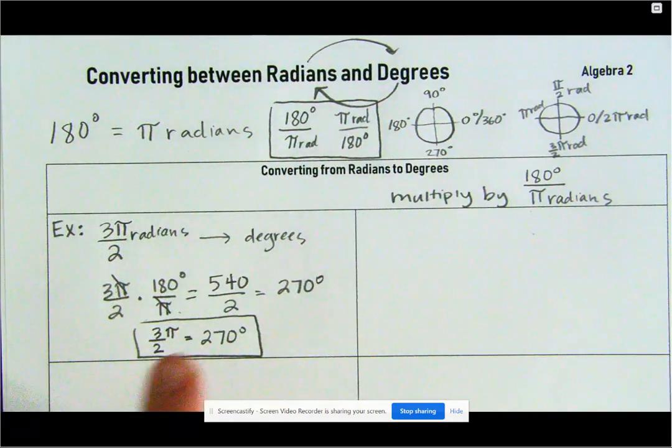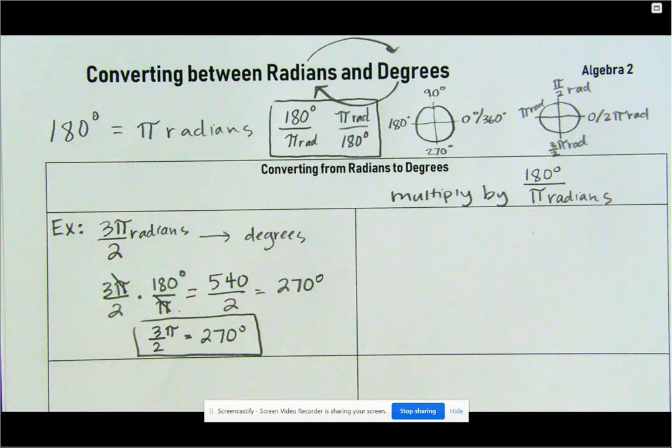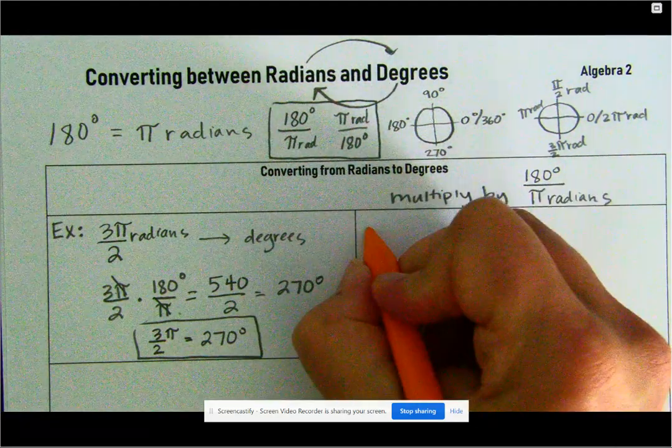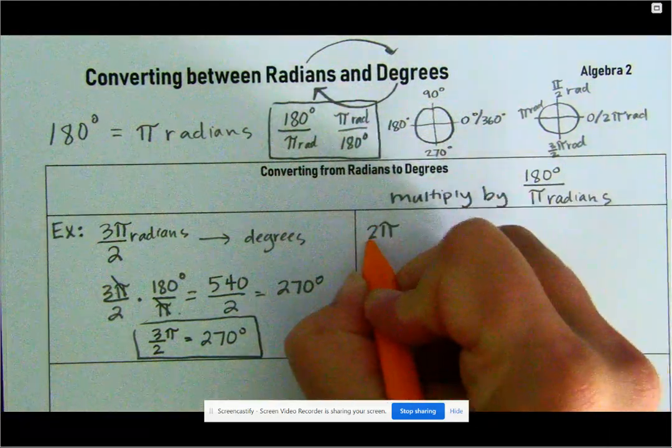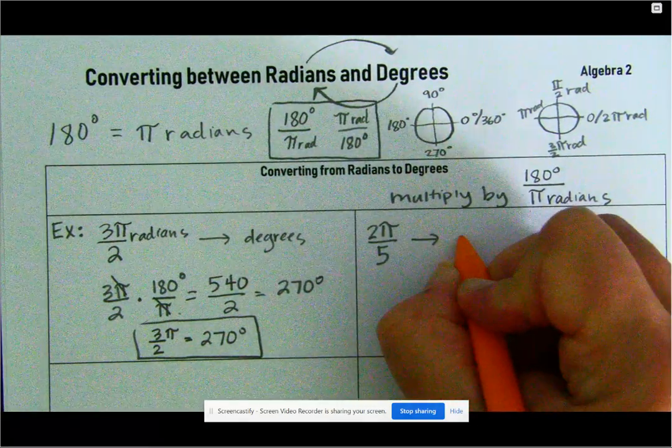Okay. All right. And that was one we also could have seen here. I was just trying to show you an easy one that we knew. Okay, let's try a little bit more difficult one that might not be on our circle. So what if we had 2 pi over 5 radians, and we want to convert that to degrees?